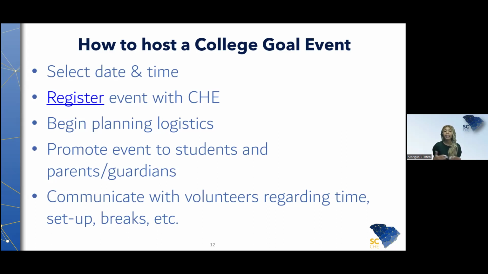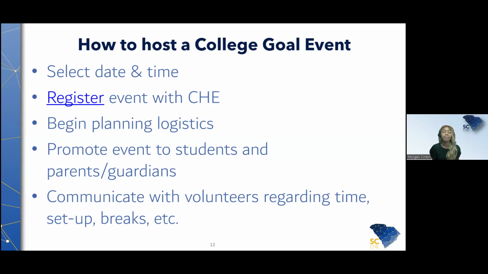Then you'll begin the planning logistics, deciding, hey, what kind of format do I want to have? Kind of thinking through some of those logistical things. Also create yourself a team. You don't want to do all of this on your own. College Goal is a big thing. FAFSA completion, it can be complex. And so create a team of individuals, whether those are enthusiastic teachers or knowledgeable partners within the community. Create a team of people that you can have to be a support to the students as well as yourself on the day of the event.